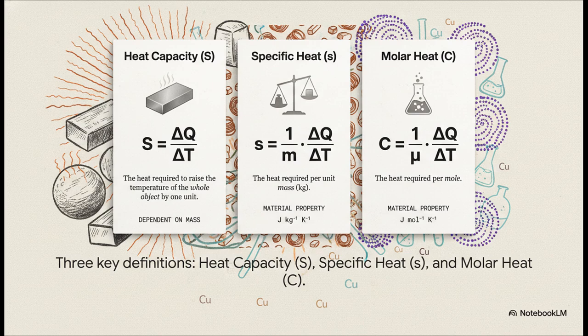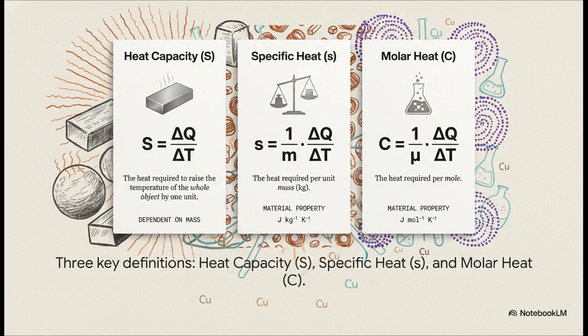First, there's heat capacity, that's with a big S. This is for a whole object, like one specific chunk of metal. It's the total heat, delta Q, you need to raise its temperature by 1 degree. But of course, that depends on how big it is. So next we have specific heat with a little s. This is where things get really useful, because it's the heat required per unit mass, so per kilogram. This makes it a core property of the material.